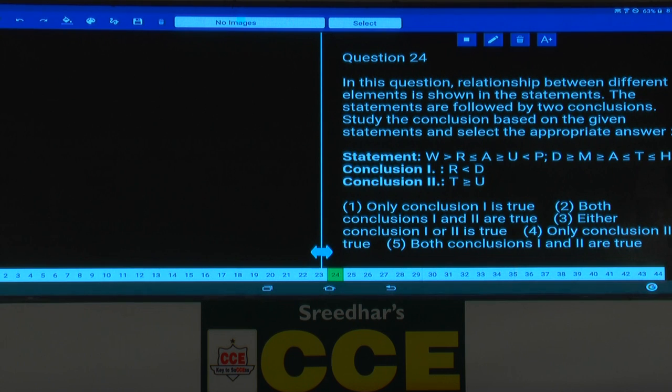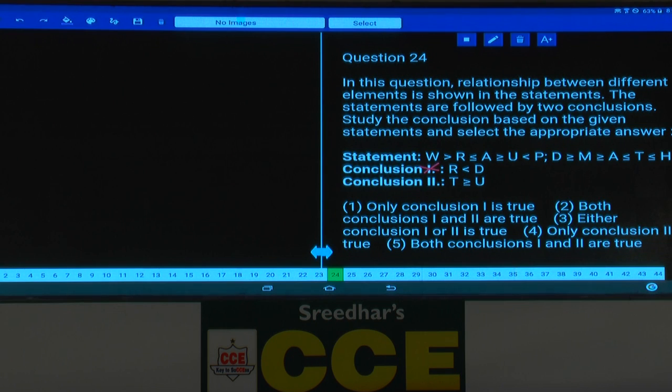Now in question number 24, the relation between R and D. R is here, D is here. And which element is common between these two, R and D? A is common. R lesser than or equals to A. And D greater than or equals to A means A lesser than or equals to D. R lesser than or equals to A lesser than or equals to D. That means R lesser than or equals to D is true. But as here it is only lesser than, but not equals to, that is false.